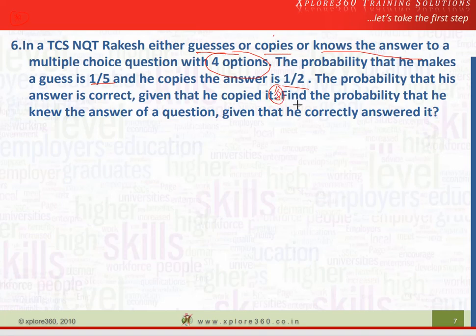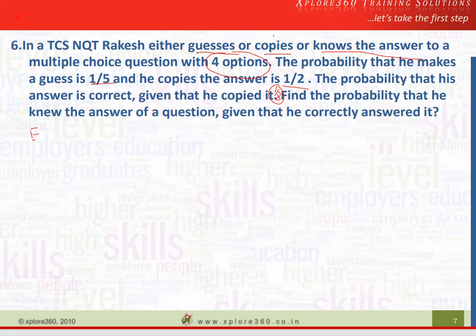That is what is missing in the question. Find the probability that he knew the answer of a question given that he correctly answered it, right? See, there are 3 conditions here, and out of those 3 conditions, either he is copying, or he is guessing, or he knows the answer and marks the correct answer. So straight away you can infer that this question is from Bayes theorem. So now I'm going to apply that formula.